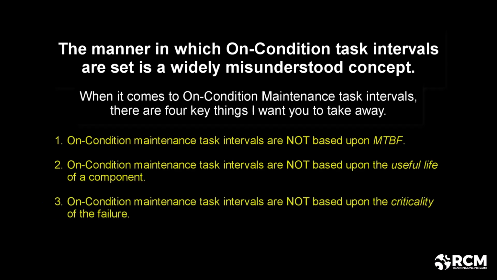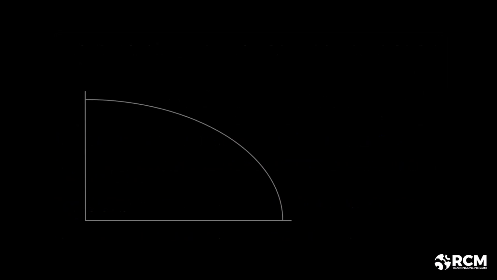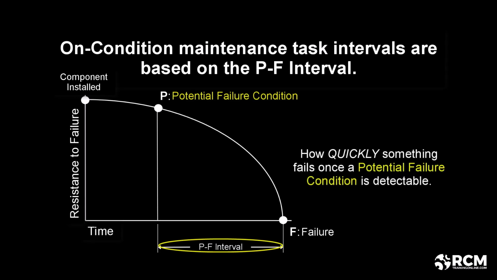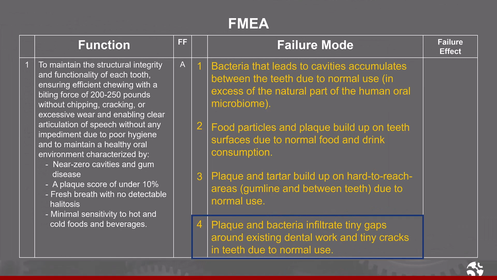3. On-condition maintenance task intervals are not based upon the criticality of the failure. 4. On-condition maintenance task intervals are based on the P2F interval. In other words, how quickly something fails once a potential failure condition is detectable. Now let's apply this to failure mode 1A4 in our case study.